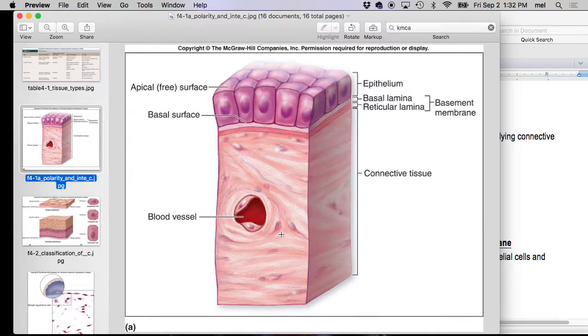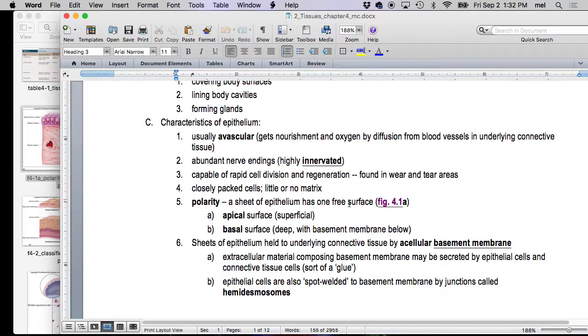Okay, so as long as you're microscopically thin, then you can actually get your nutrients and oxygen via diffusion without a direct blood supply. Does that make sense? So it goes straight up and straight back down, straight up and straight back down, okay? That wouldn't work, for instance, for a chunk of cartilage, which is not microscopically thin. There are big old chunks of cartilage in the body. So it is avascular, but it typically has a rapid cell division and regeneration, and that is good because if you put it at the surfaces of things, those are going to be the wear and tear areas. You're constantly rubbing cells off.